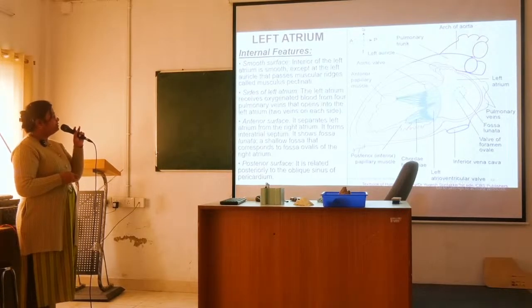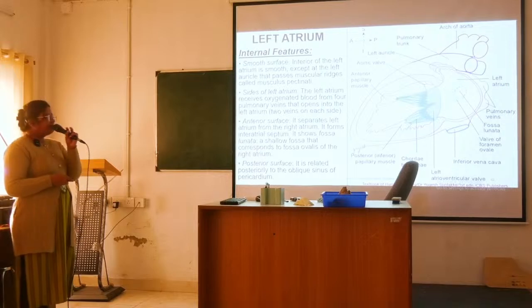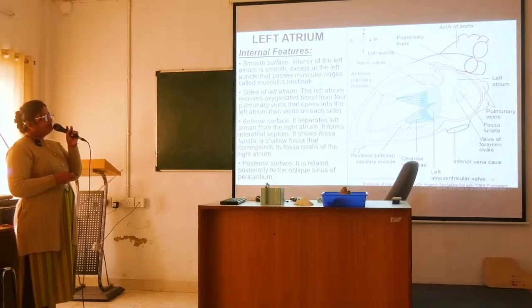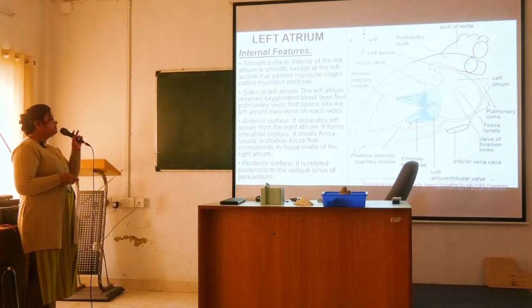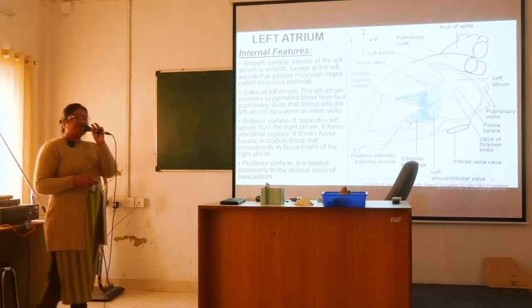and it shows the fossa lunata. Here is the fossa lunata, which is a shallow fossa that corresponds to fossa ovalis of the right atrium. Okay, on the right side there is fossa ovalis, on the left side of the septum there is fossa lunata. And posterior surface, it is related posteriorly to the oblique sinus of the pericardium. Okay.